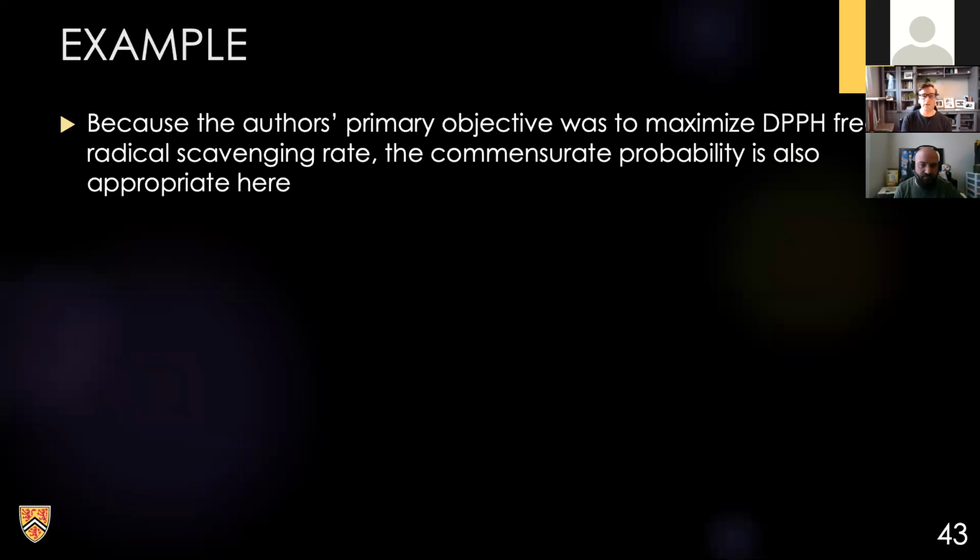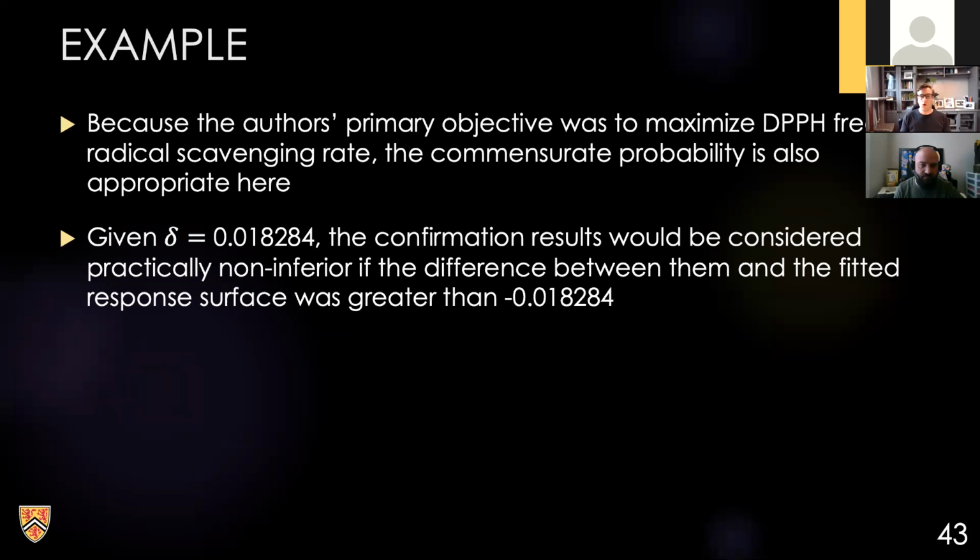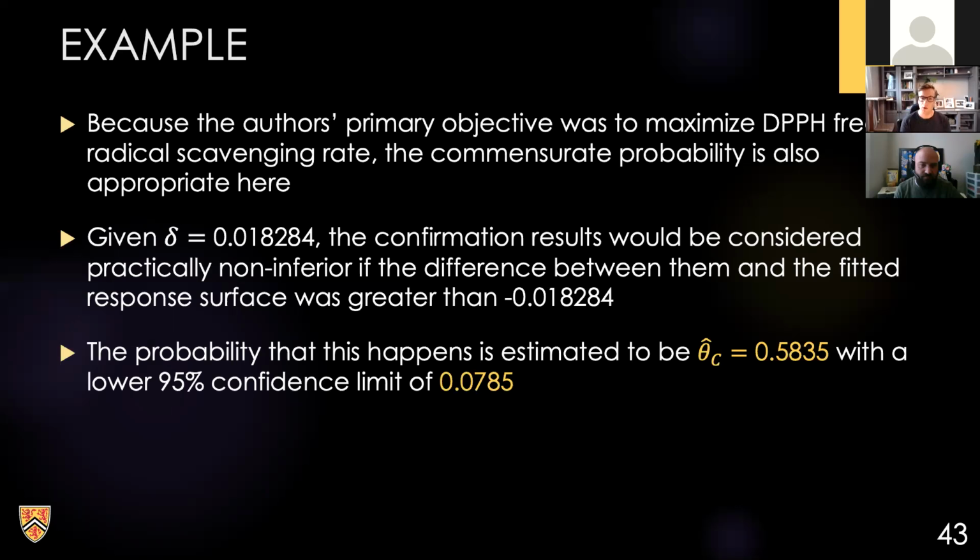Now, we could also go one step further and calculate the commensurate probability. That is a reasonable thing to do here, because the authors cared about maximizing their response. And we know, based on this tolerance delta, that as long as the difference is bigger than 0.018284, the investigators would be happy. If that were the case, these confirmation results would be classified as practically non-inferior. So we could ask, what's the probability of that, and quantify that with the commensurate probability, which we estimate to be 0.58 roughly, with a lower bound of 0.018 roughly.